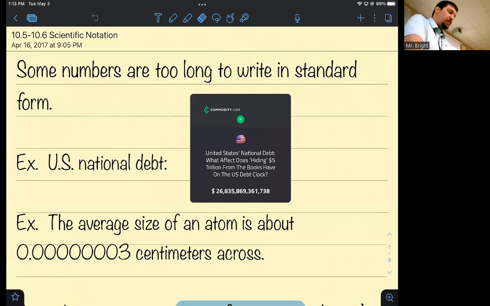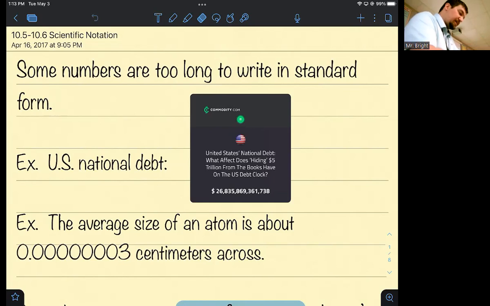Some numbers are too long to write in standard form. Standard form's the way you typically write a number, where you have the ones, the tens, the hundreds, and a comma, then the thousands, 10,000s, and 100,000s, then a comma, and then your millions, 10 millions, and 100 millions. Okay, so that's the way you typically write a number.